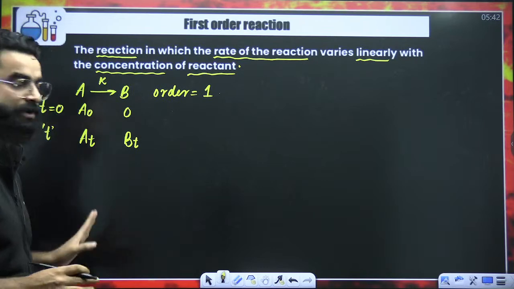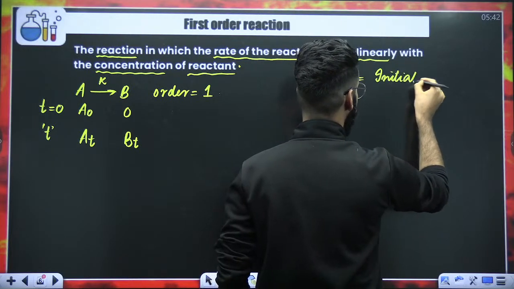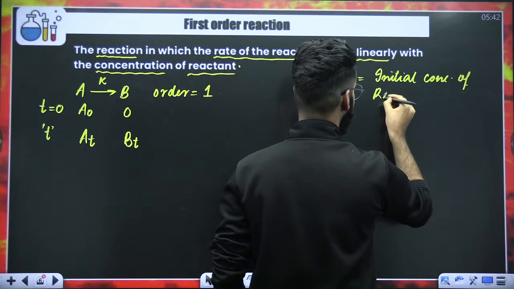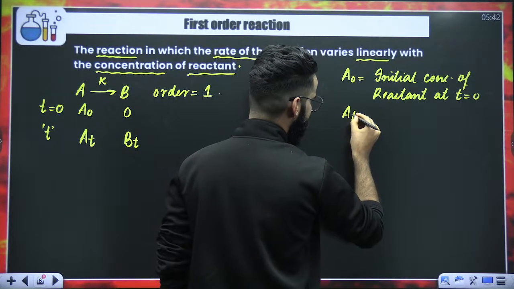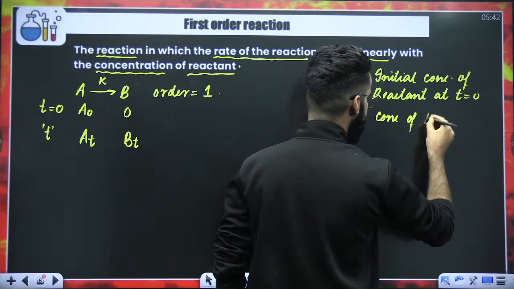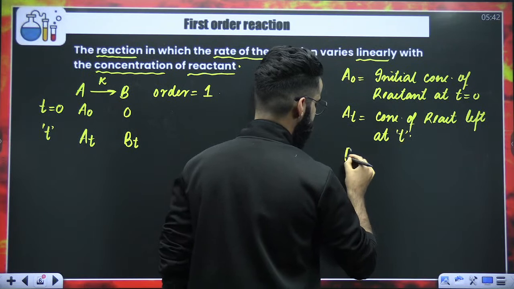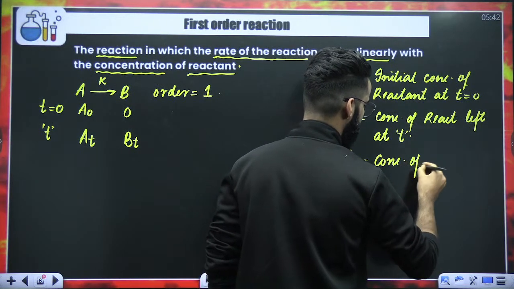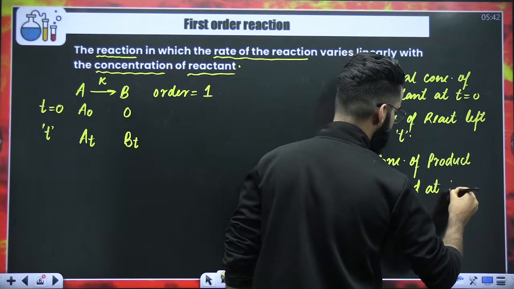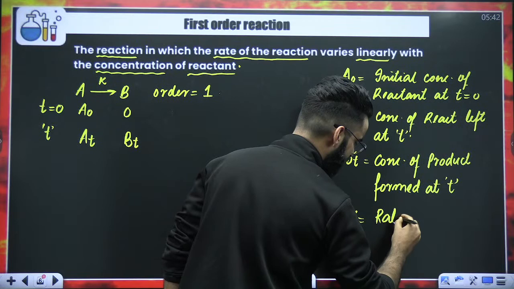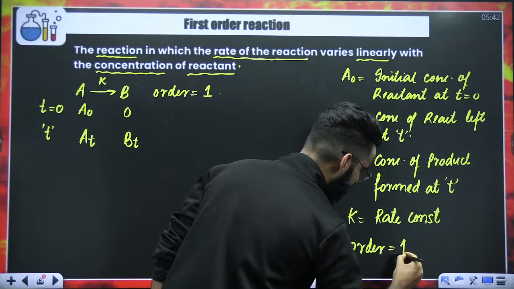So you have to be clear with all these terminologies first of all. What is A naught? A naught is the initial concentration of reactant at time t equal to 0, right? What is At? At is the concentration of reactant left at time t. Similarly, what is Bt? Bt is the concentration of product formed at time t. And what is K? K is the rate constant of the reaction. And what about the order of the reaction? The order of the reaction which I'm taking over here is 1.